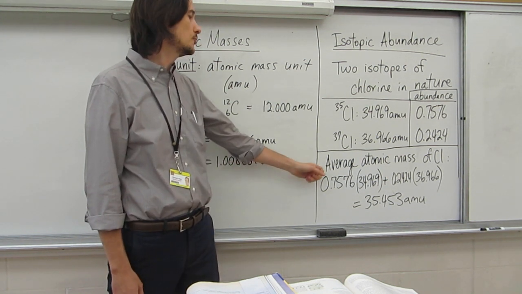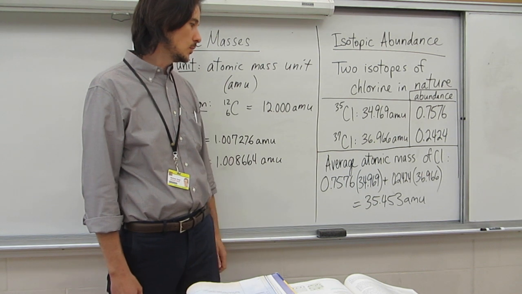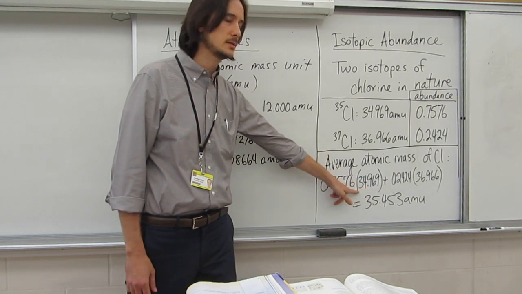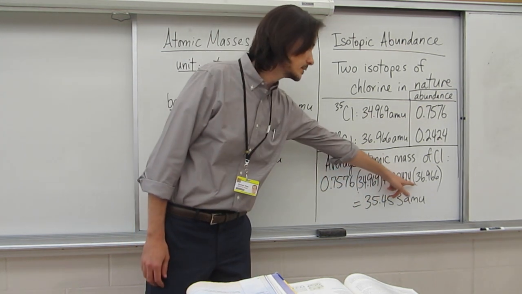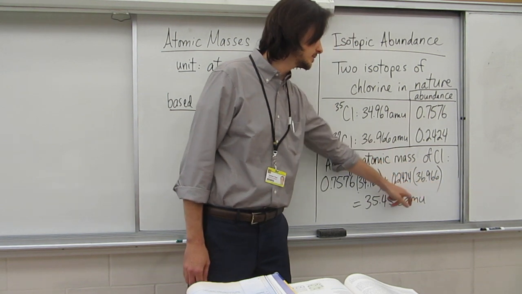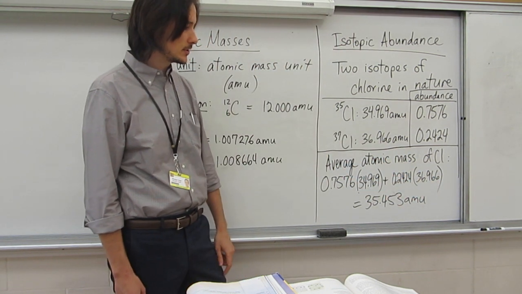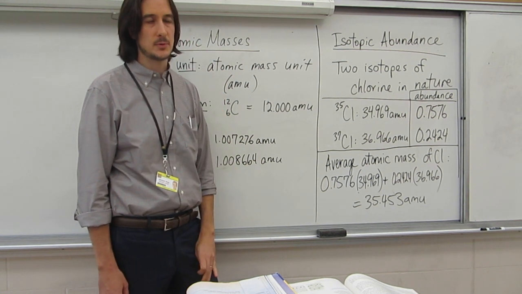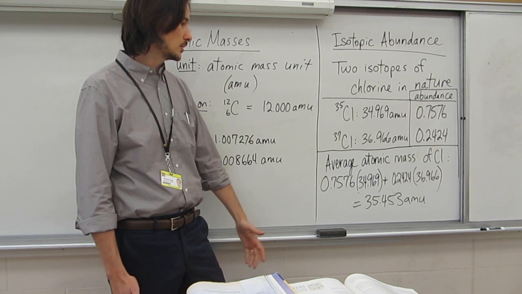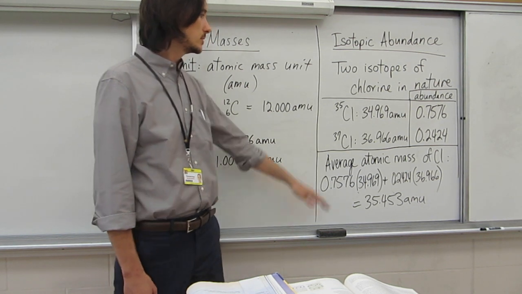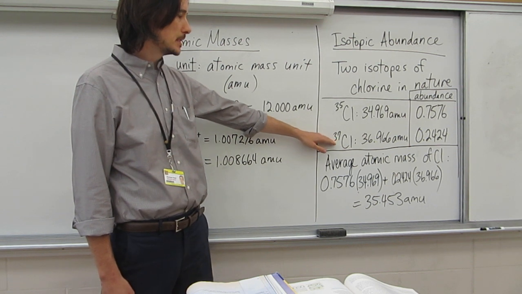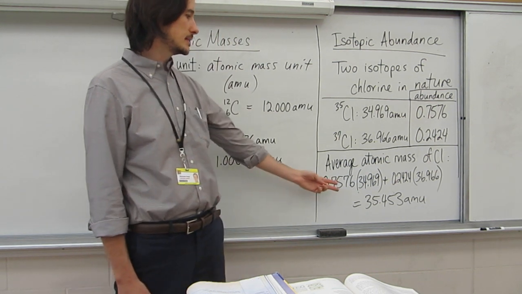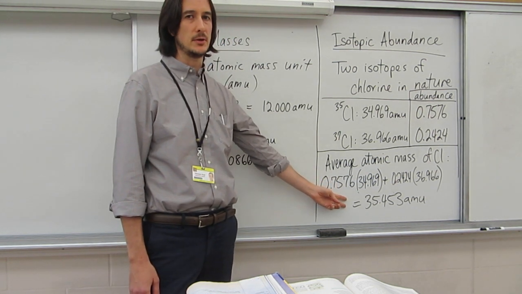To find the average atomic mass of chlorine, we take the abundance times the mass of that isotope, and then we take the abundance of the other and the mass of that isotope, and we add them together. So we get something like 35.453 AMU based on the numbers I have here. If you check your periodic table, you'll see 35.45. So these are 2 isotopes of chlorine, these are their masses, these are their abundances. And this is how we get the average atomic mass that you see on the periodic table.